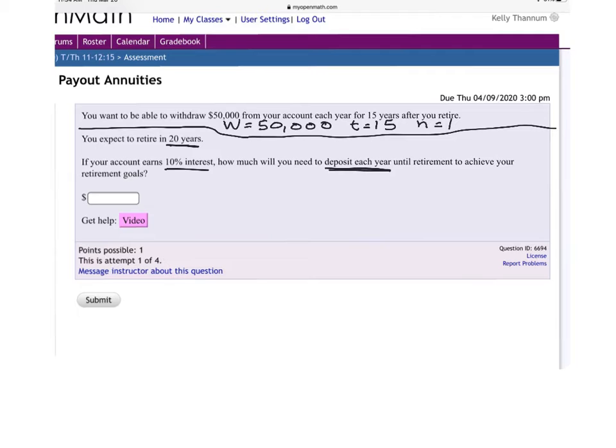So they're assuming that 10% interest regardless. So in this case, we have a regular deposit. We don't know what it is. They're saying we're going to deposit that each year. We said we're going to retire in 20 years. And our rate is a nice 10%.